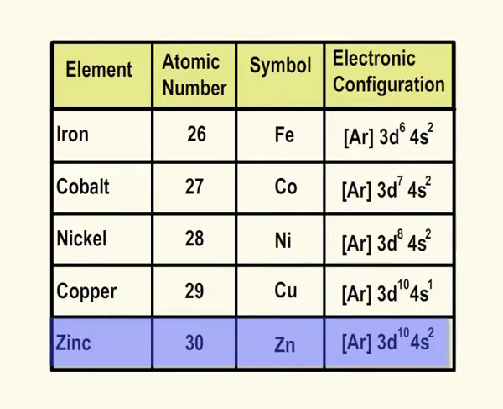Atomic number of zinc is 30. Its symbol is Zn. According to its electronic configuration, it has 2 electrons in its outermost 4s orbital and 10 electrons in its penultimate 3d orbital.